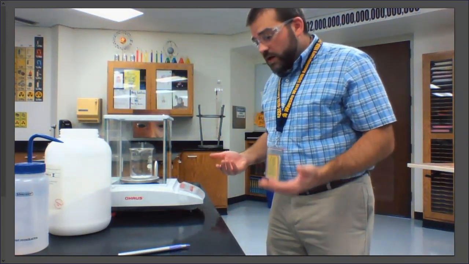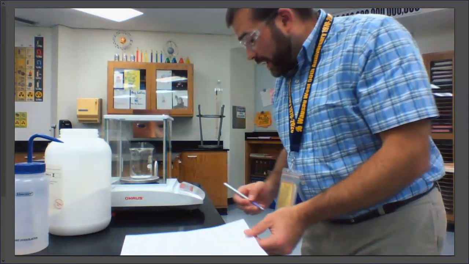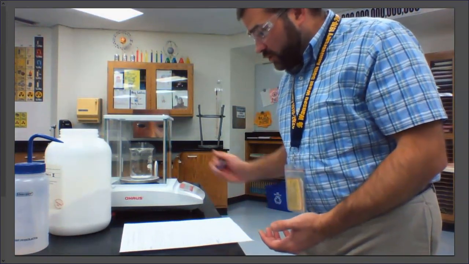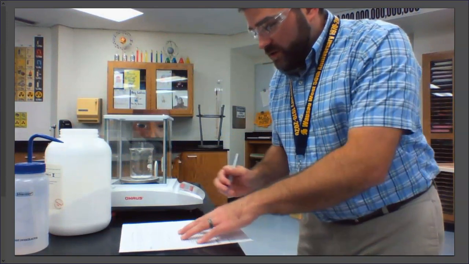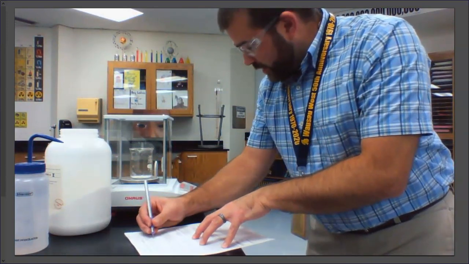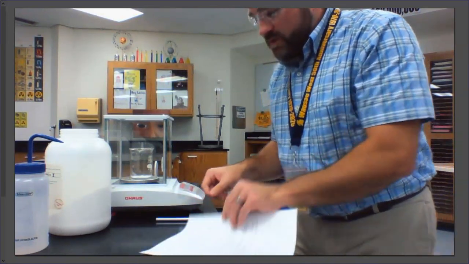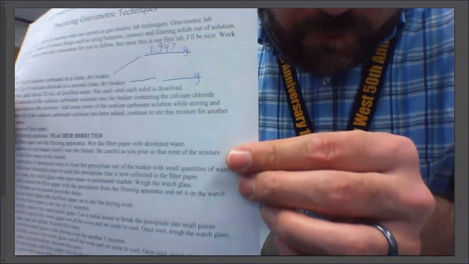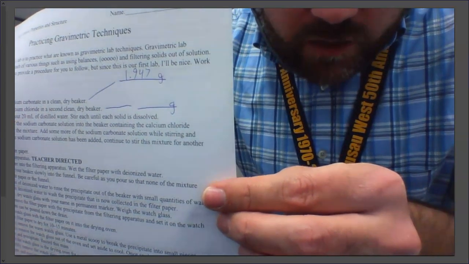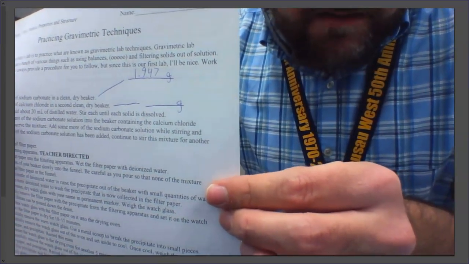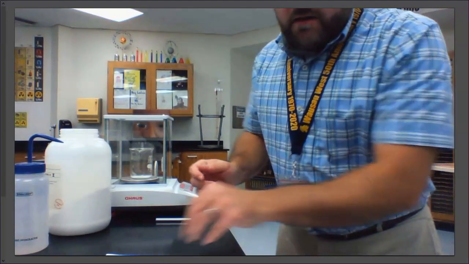So I'm using 1.947 grams. Oh, let me close the shield. How's that sound? So sodium carbonate, I have 1.947 grams. Okay, and I just made a little spot for it on my sheet. You should record this. You're going to need this later as a part of our problems. Okay, I'm going to pause it.